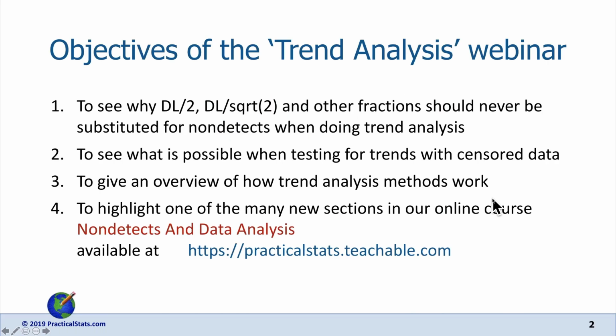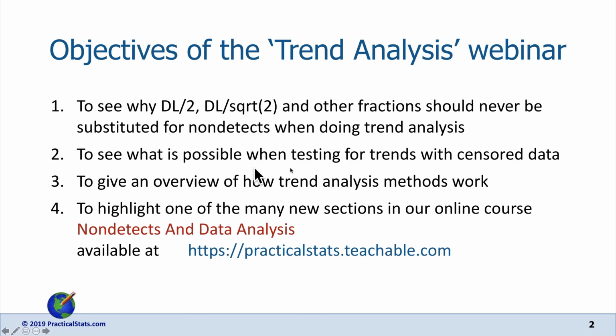So, what are we trying to do today? I want you to see why substituting in numbers should never be done for trend analysis. This is like the worst case for doing substitution of numbers like 1/2 the detection limit. So you're going to mess it up if you do that. So let me see if I can convince you of that.